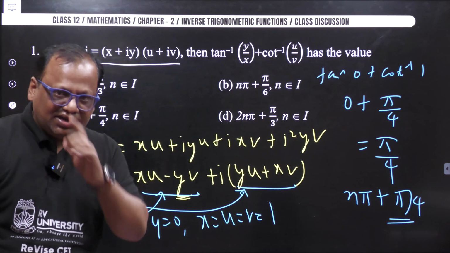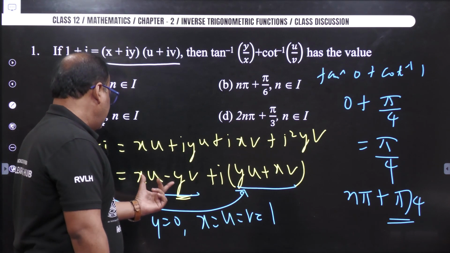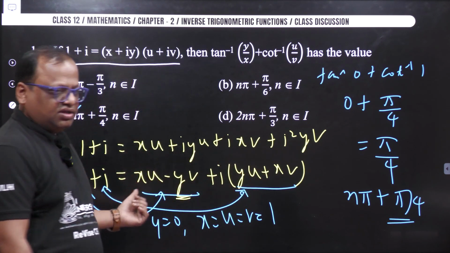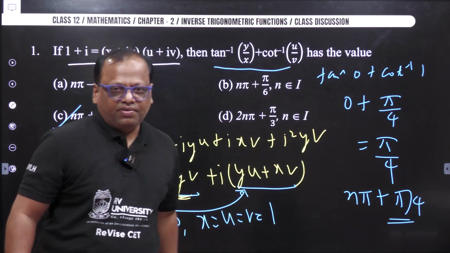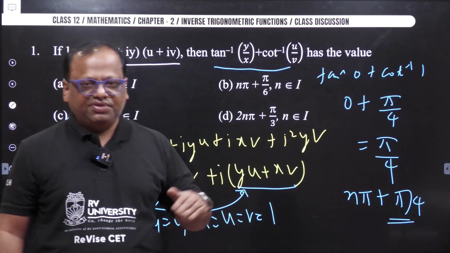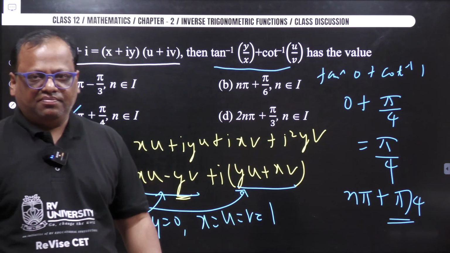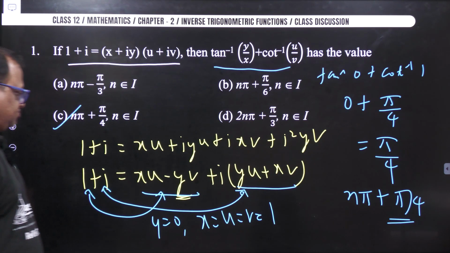The regular method will be a little lengthy. In the regular method, we take the value xu minus yv is equal to 1 and this also equal to 1, simplify them, and then find the answer for this expression. It is a lengthy algebraic process. To cut that short, I use the smart way. I find this easy. Answer is option C.